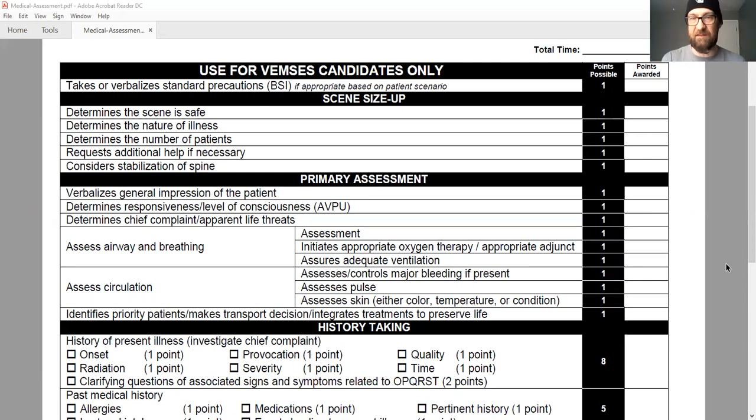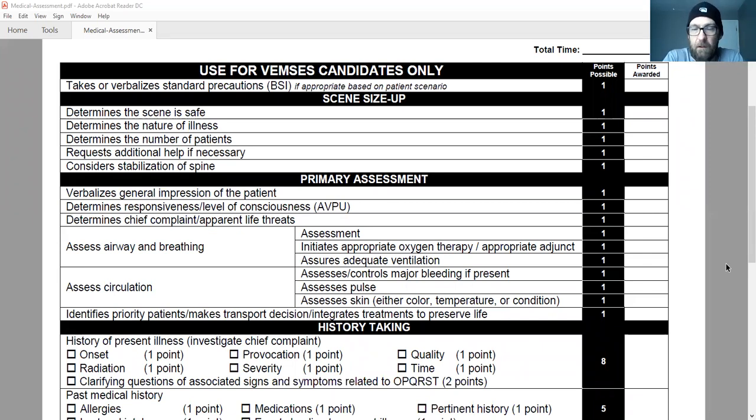You don't have these sheets in the ambulance with you. We have to move through this without these. So if you can't get through your scene size up yet without the sheet, get practicing. And if you can, excellent. Now we're just going to add in the primary assessment to it. All right, so let's get started here.